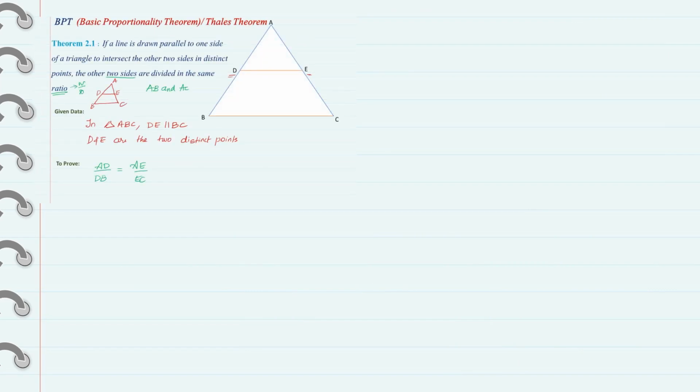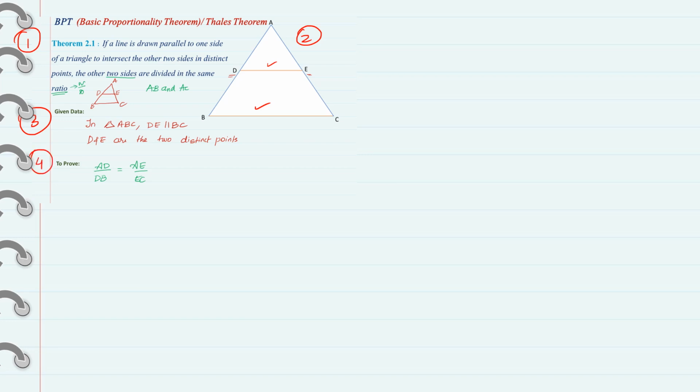Let us summarize the BPT theorem. What we have to do, first step is we have to write the statement, and the second step we need to write the figure according to the statement, that is DE is parallel to BC. Third step, we need to write the given data. What are the given data? They have given the triangle ABC and DE is parallel to BC. This is what the given data.